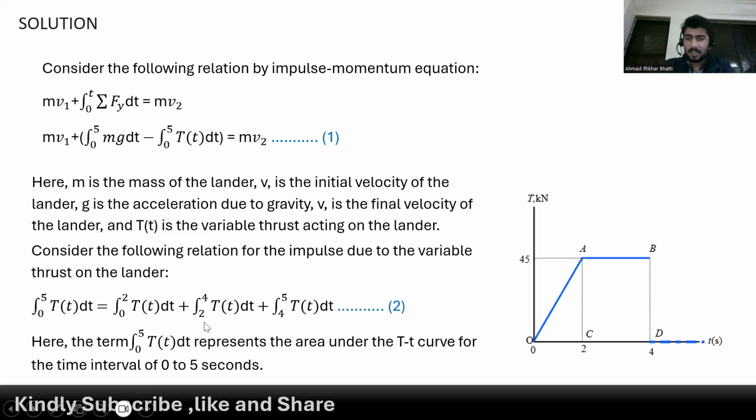If we see this curve, we observe that from time 0 to 2 seconds, the thrust increases linearly with time, and when the thrust reaches 45 kilonewtons, it remains constant from time 2 to 4 seconds, and then from 4 to 5 seconds the thrust becomes 0. So we have to integrate the variable thrust from 0 to 2 seconds, 2 to 4 seconds, and from 4 to 5 seconds. The integration of variable thrust from 0 to 5 seconds represents the area under the T(t) curve for the time interval of 0 to 5 seconds.